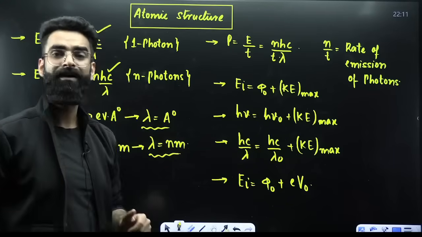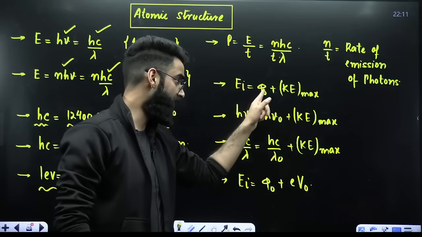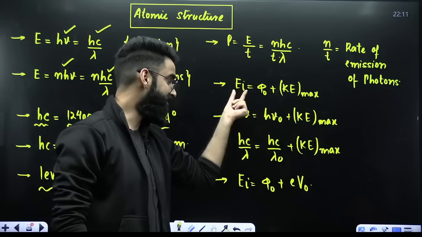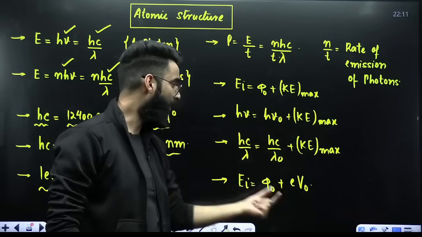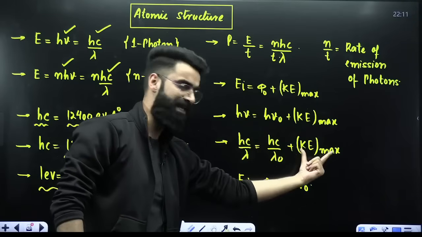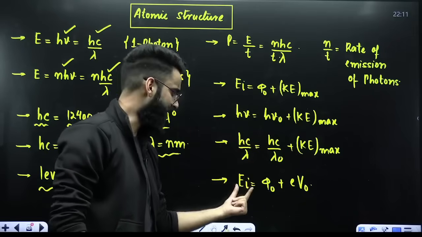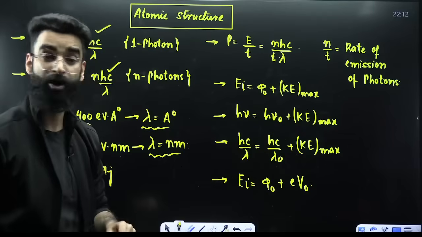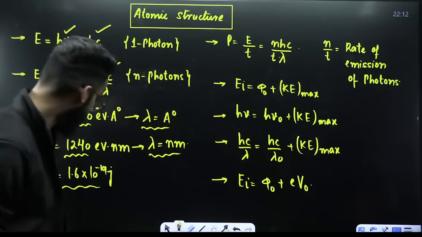Now comes Einstein's photoelectric equation. Incident energy is equal to work function plus maximum kinetic energy of the photoelectron, right? Incident energy you can write as h nu is equal to h nu naught plus KE max, or instead of h nu you can write hc by lambda, and this will be hc by lambda naught, and this is KE max. Or you can write the same equation in terms of stopping potential as well. Incident energy is equal to work function plus eV naught, where V naught here is not the threshold frequency. V naught is the stopping potential here, right?